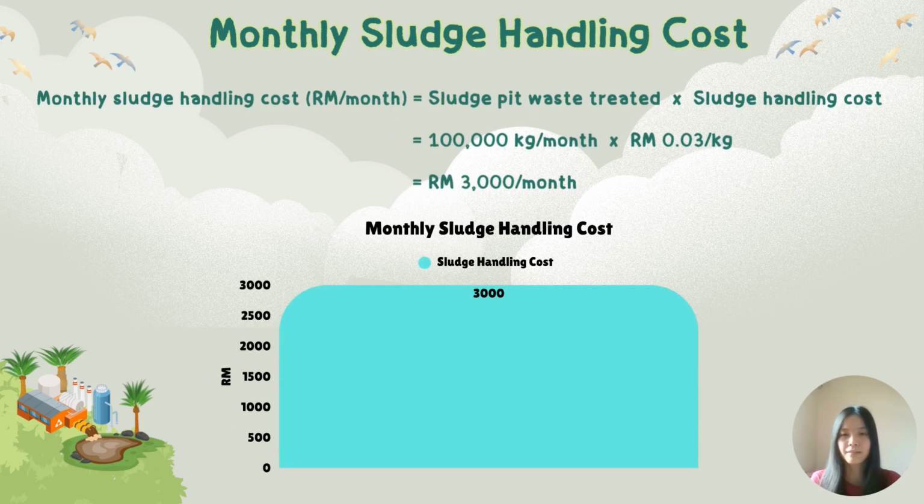Now, let's look at the sludge handling cost. With 100,000 kilograms of sludge treated per month at a rate of 0.03 ringgit per kilogram, the monthly sludge handling cost comes to 3,000 ringgit. This cost covers transport, pumping, and basic handling of the sludge.